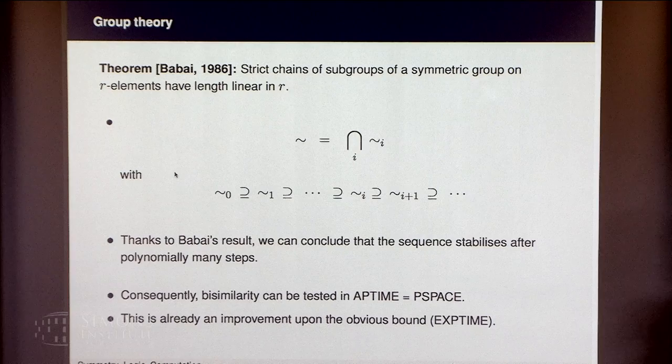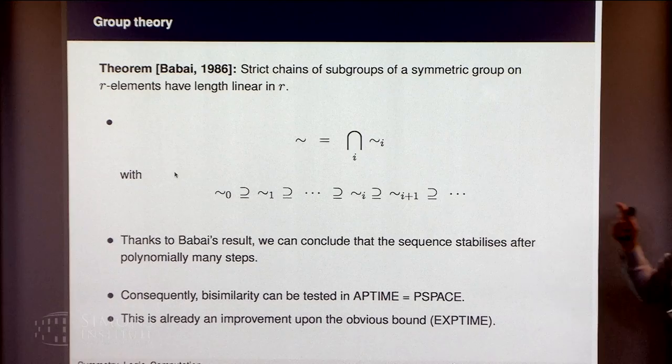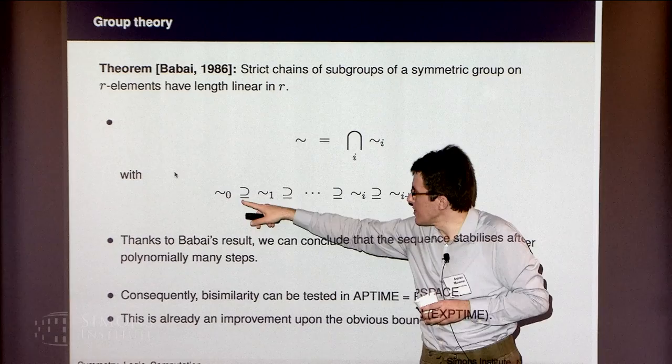It is known that if we take a symmetric group, then strict chains of subgroups have length linear in R, where R is the number of elements. So why is this result important? Well, it is known that bisimilarity can be obtained in an iterative way by investigating what happens after zero steps, one step, two steps, and so on.